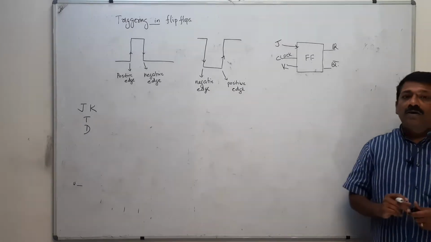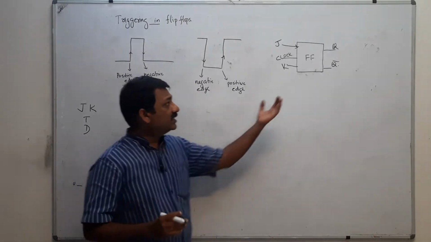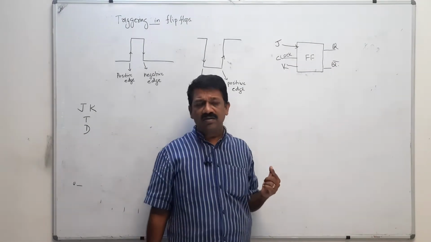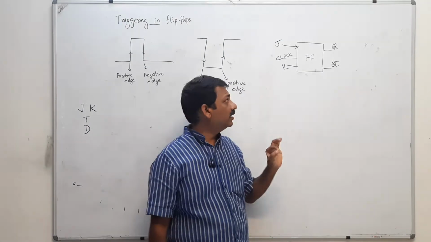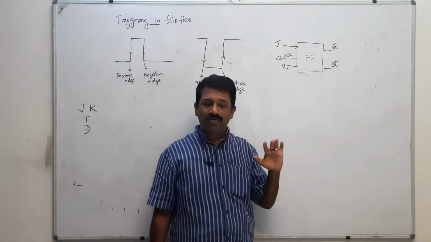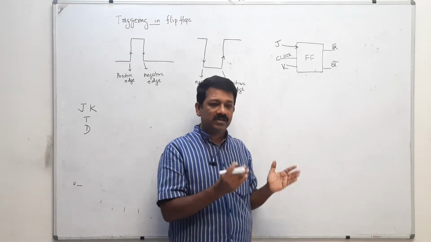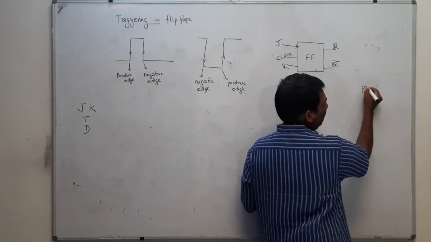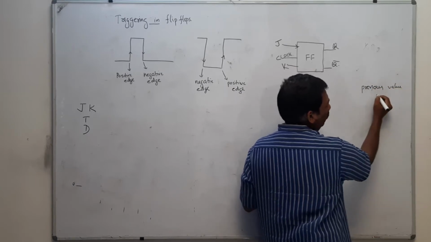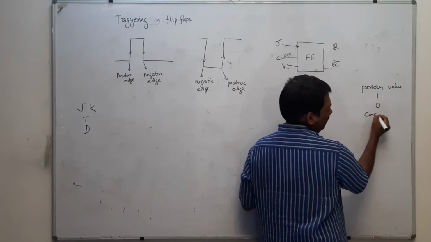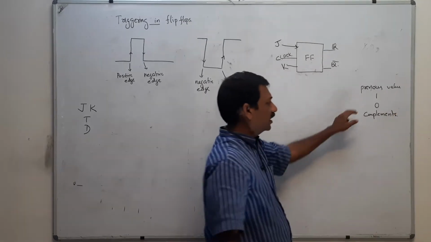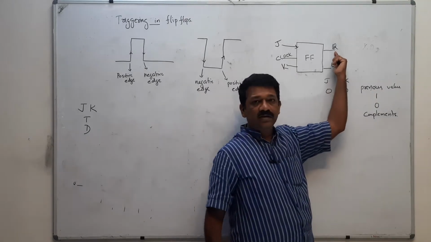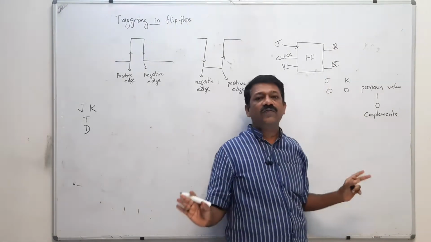Q and Q bar are complements of each other, and if you want to change the output Q, you have to set J and K to some value and then apply the clock. When the clock is applied, depending on J and K, Q either changes, stays in the same state, or is complemented. That means either it is storing the previous value, or it is set, reset or complemented.